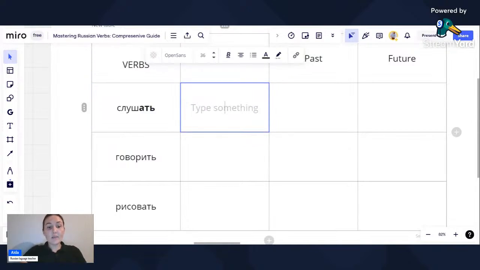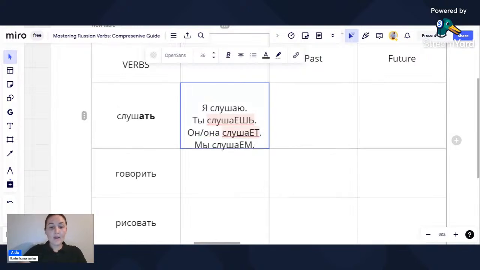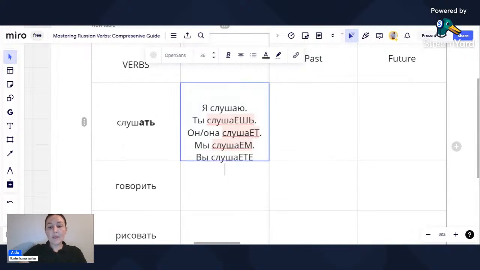In the present tense, it will be: я слушаю, ты слушаешь, он, она слушает, мы слушаем, вы слушаете, они слушают.